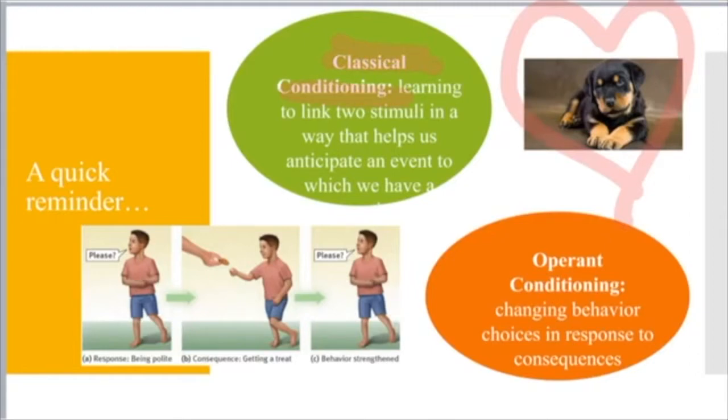This is learning to link two stimuli in a way that helps us anticipate an event to which we have a reaction. The dog's making an association between the bell and the food, which makes them then salivate. On the flip side, operant conditioning is a change in behavior, choices in response to consequences. So we are going to do X, Y, or Z because it gets us what we want, and so then we're going to keep doing it so we can keep getting what we want. In this example, the little boy says please, he gets a cookie, and so then he'll continue saying please because he got that reward the last time that he did it.